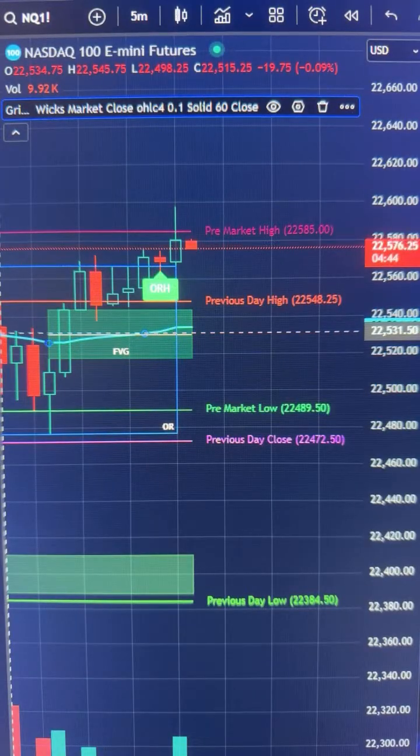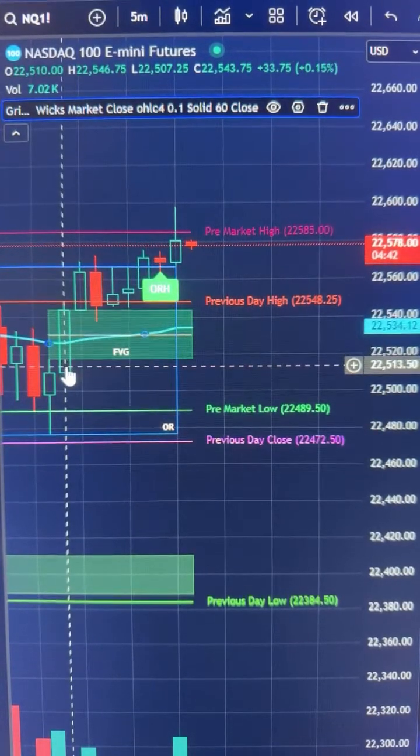Why is that a fair value gap? What do you notice on this candle here?